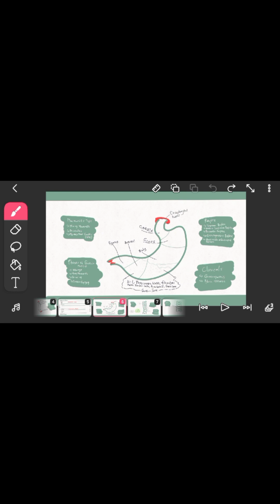Now, there's a lot of work in the stomach, but there are three major movements. One is the mixing movement. Now, when food enters the stomach, it gets poured into hydrochloric acid, which is basically the gastric juice, and digestion starts occurring.